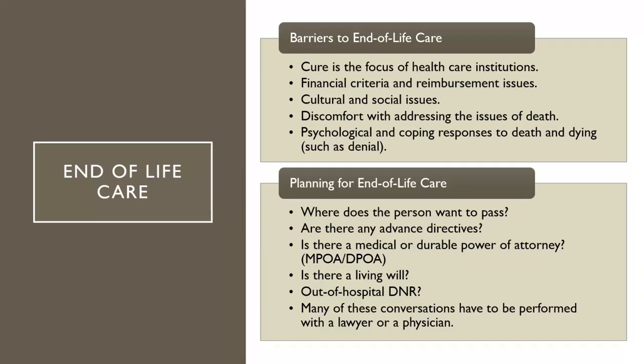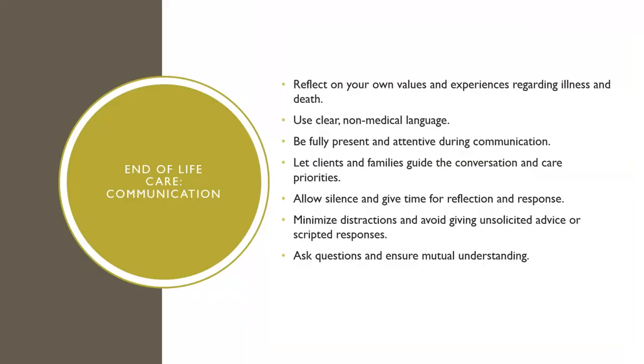If they don't have the yellow form, you kind of talk to them like, hey, you want us to do CPR and the full shebang in the house, or do you want to die comfortably? It just depends on what they want. But ultimately, you need that yellow form filled out if they do decide that they're going to be a DNR, and that has to go with them everywhere. If they get admitted to the hospital, they have to take that yellow form with them. Many of these conversations have to be performed with a lawyer or a physician.